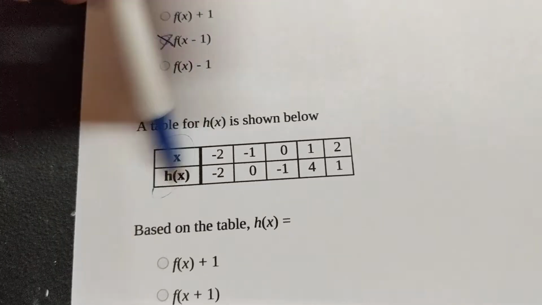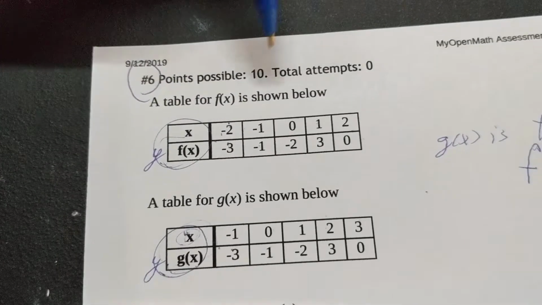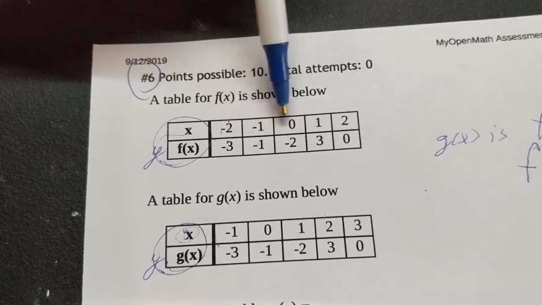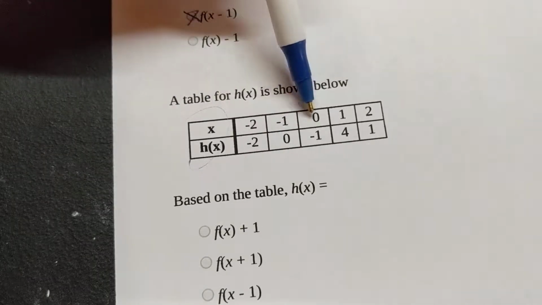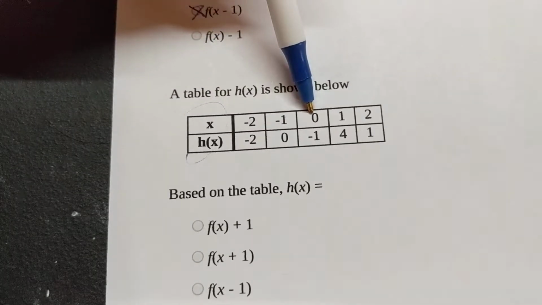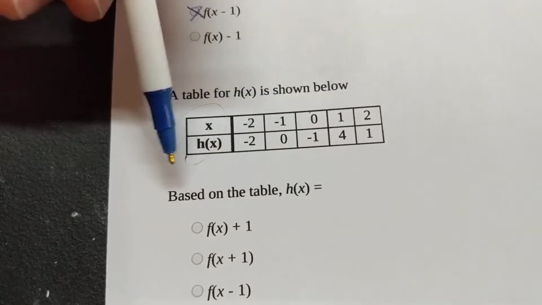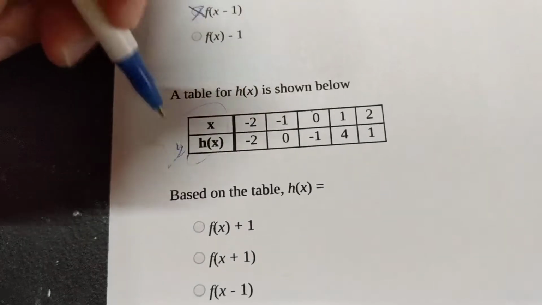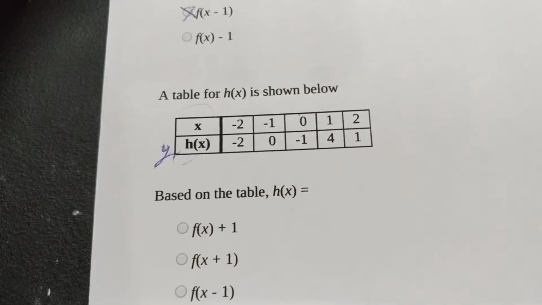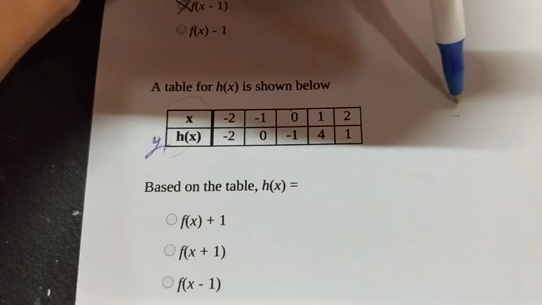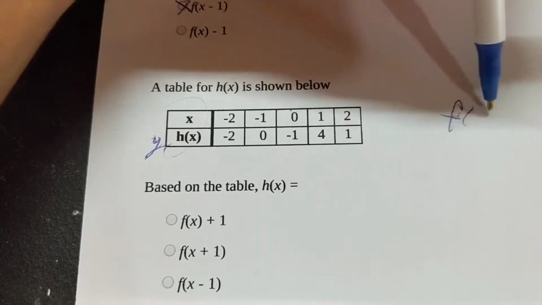It's h of x, a new function, and we're looking at this one. It seems like this time, -2, -1, 0, -2, -1, 0. It looks like the inputs are the same. It's the outputs that'll be different. So if it's the outputs, the y values, that are different, then we're looking at f of x like an up and down shift, because that's what y values do.